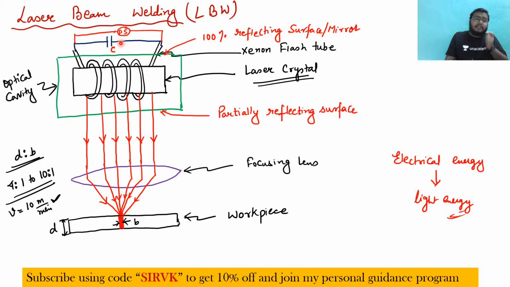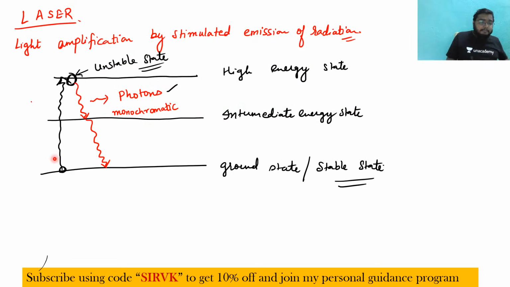When we are connecting this xenon tube with this capacitor, a very huge amount of electrical energy is given to this xenon tube. The xenon tube is wound on this laser crystal. Due to this, the atoms at the ground state get excited and go into the high energy state, where they are very unstable, very uncomfortable, and they want to get into the stable state. Whenever they go into the stable state, they release a packet of energy. That packet of energy is known as photons, and these photons are very monochromatic in nature. So monochromatic light is emitted from here, and hence we are getting this laser, my dear friend.